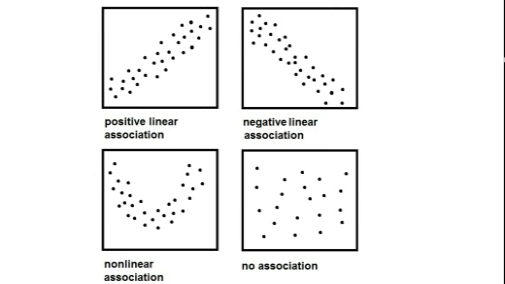A positive linear association is a line, and what we're going to be mostly looking at is linear associations. We're not going to be worried too much about nonlinear. We're going to be looking mostly at linear.